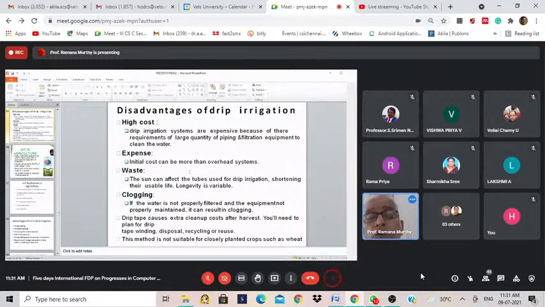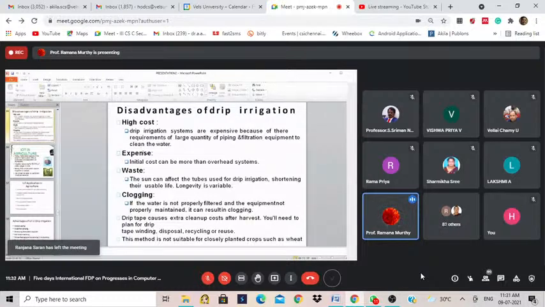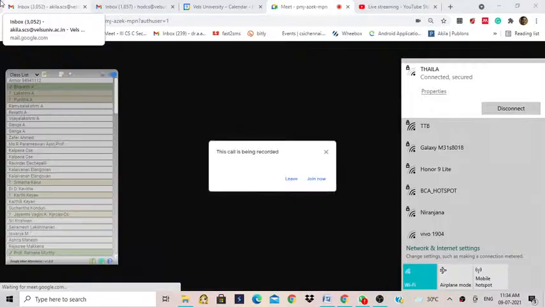Also, as I told you, drip irrigation systems are expensive because they require a large quantity of piping and filtration equipment. How are you going to trace a defect in the pipes? I will tell you the application later, not now, because any dislocation can be found using a technology called computer-aided tomography, the CAT scan, with a computer.